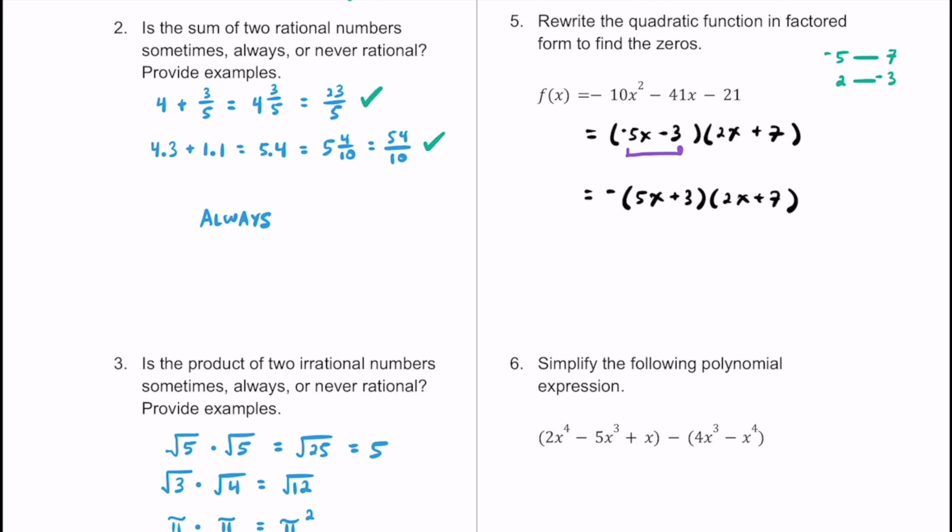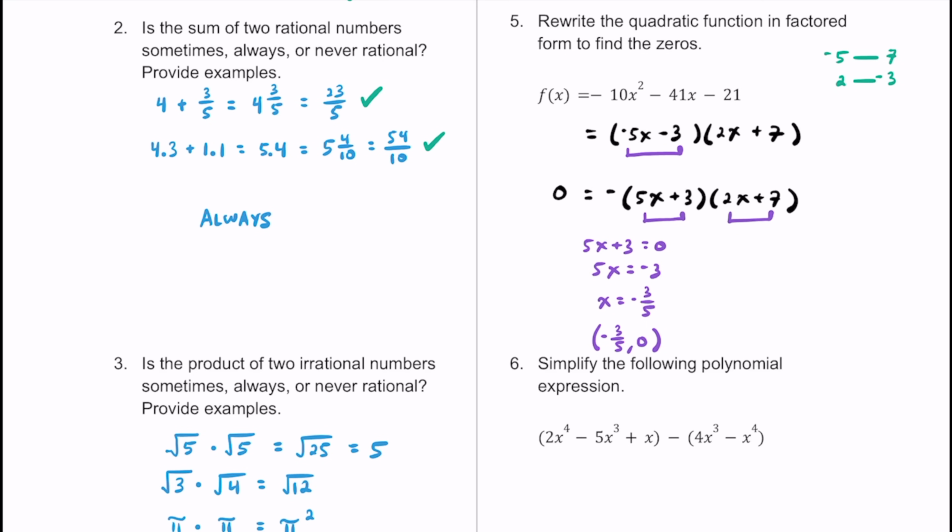Now, the question is to find the zeros, so we should go ahead and set this equal to 0. So what would that be here? Well, if we set this equal to 0, this would be 5x plus 3 equals 0. Take away 3 from both sides, that would be 5x equals negative 3. And if you divide both sides by 5, that would be x is equal to negative 3/5. All right, so that would be one of our zeros. It would be at negative 3/5 comma 0. That's where this quadratic function will cross the x-axis at one point.